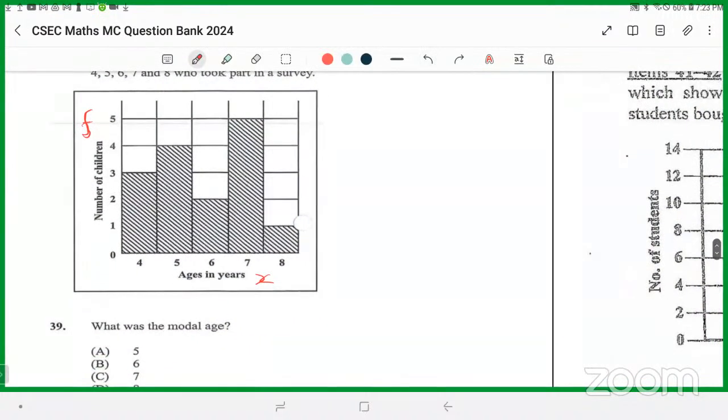What is the modal age? The modal age is the one with the highest frequency. The highest frequency is 5. That corresponds to this age of 7. The modal age is 7, the one with the highest frequency.